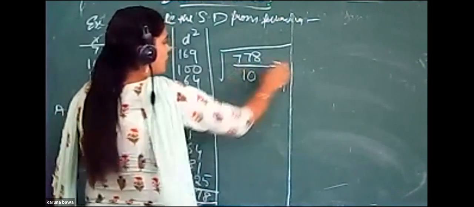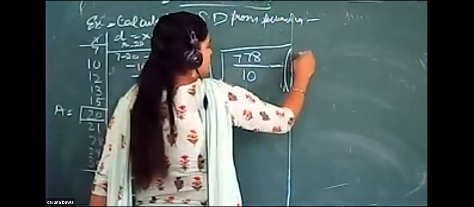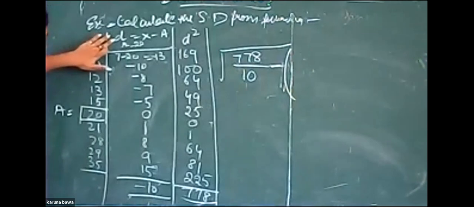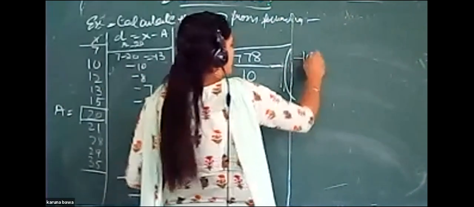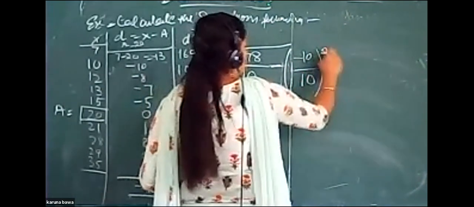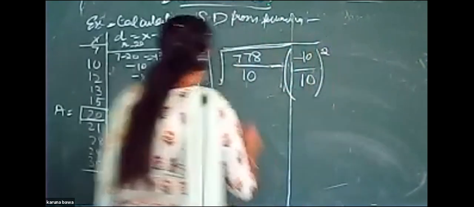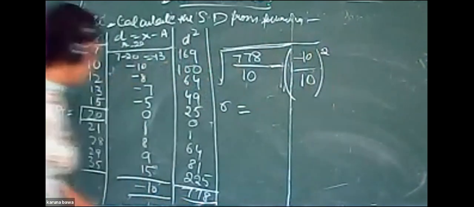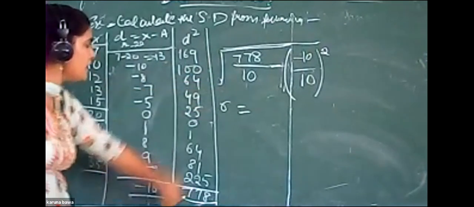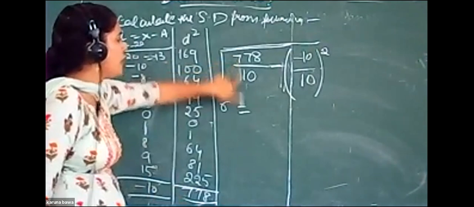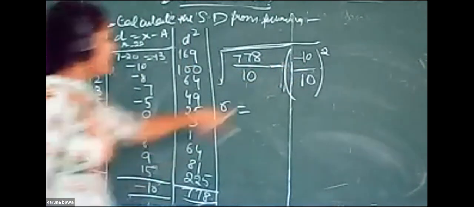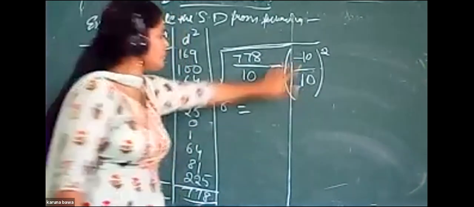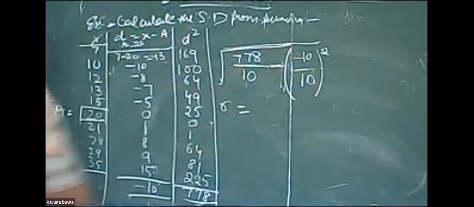This is the summation D square, and now we find out summation D. Summation D, this is the deviation, minus 10. And n is the number of observations, 10. Basically, we put these values into the formula. 778 is the summation D square value, and n is the number of observations. On the other hand, summation D value is minus 10, and n is 10. Whole square and a whole under root of this value.